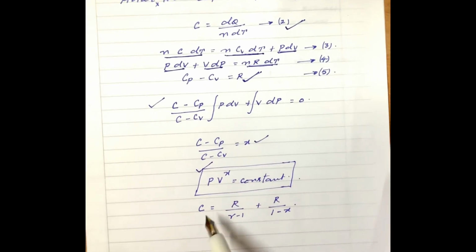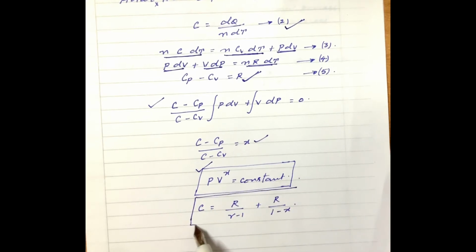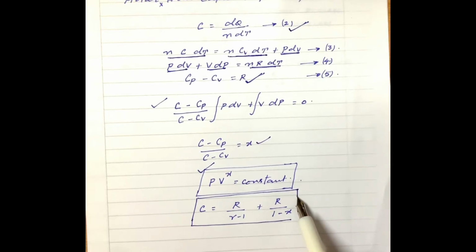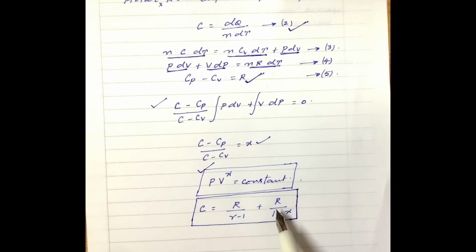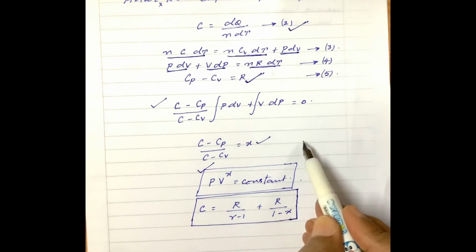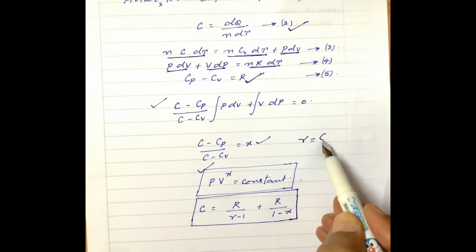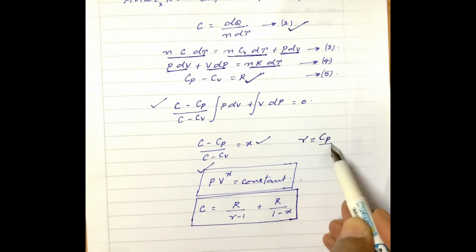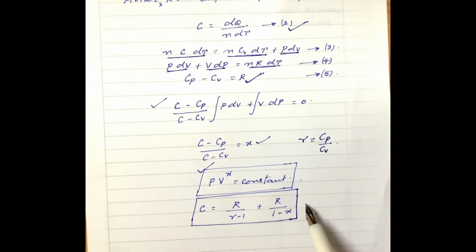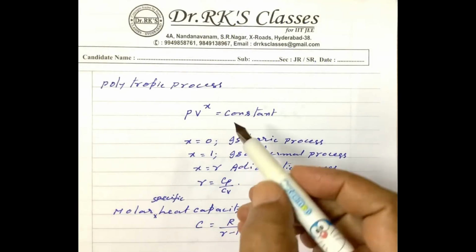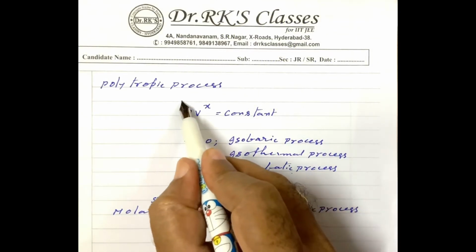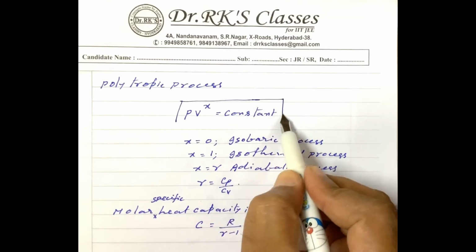And if we simplify, you will get the expression for molar heat capacity for any process: C is equal to R by (gamma minus 1) plus R by (1 minus X). What is gamma? Gamma is the ratio of the two specific heats, Cp by Cv, at constant pressure and constant volume. So this is the relation. So the equation for polytropic process is PV to the power of X is constant.